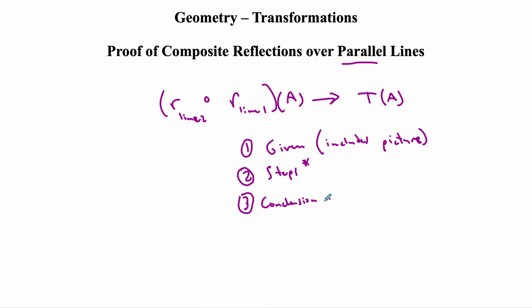And you're going to have to state as part of your conclusion what the distance from line 1 to line 2 is, as well as what A to A double prime is. And that's one element. And the other is that you're going to have to state that the composite reflection ends up being a translation of twice the distance. So let me show you what this looks like for 3 different cases.